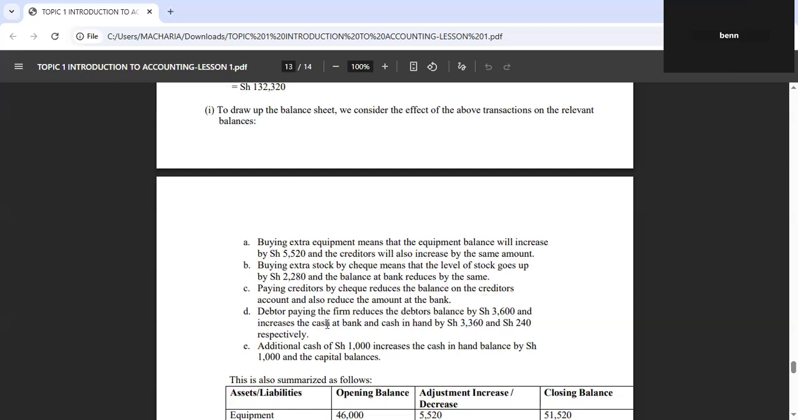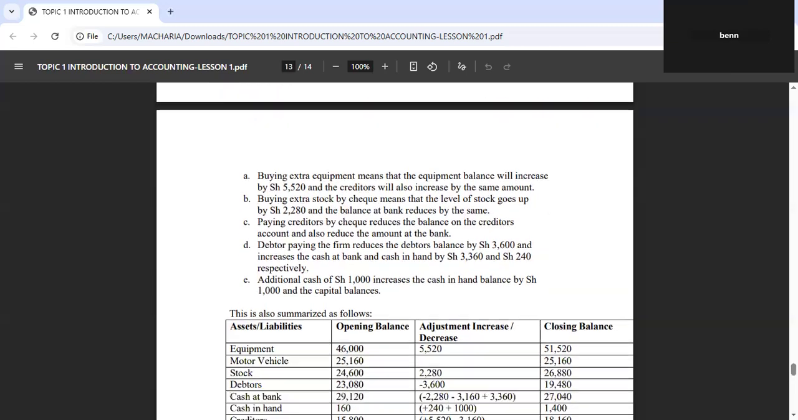Debtors paying the firm reduces the debtor amount. You have debtors who have paid you. That means the amount of debtors will come down, but also your money will go up and increase the cash at bank. Both bank and cash treatment will be the same. Additional 1,000 in cash will increase the capital and the cash will also increase. I hope I've made that clear.